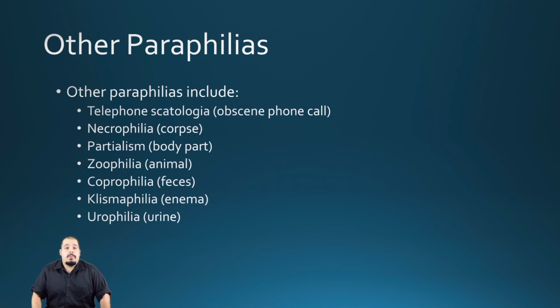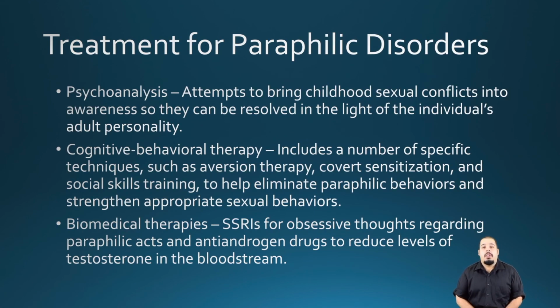All of these are disruptive to others, harmful to others and the self, and are considered paraphilias that lead to a diagnosis of paraphilic disorder. Efforts to treat paraphilias are compromised by the fact that most people with these disorders do not wish to change. Current treatment options include psychoanalysis, which focuses on childhood sexual conflicts; cognitive behavioral therapy, which includes aversion therapy, covert sensitization, and social skills training; and biomedical therapies, which include SSRIs and anti-androgen drugs.